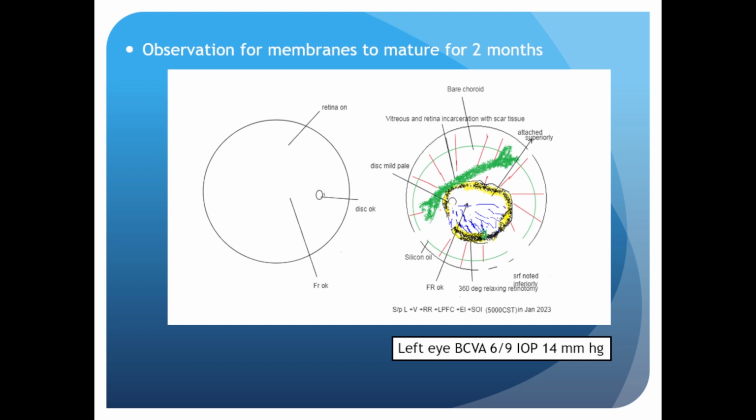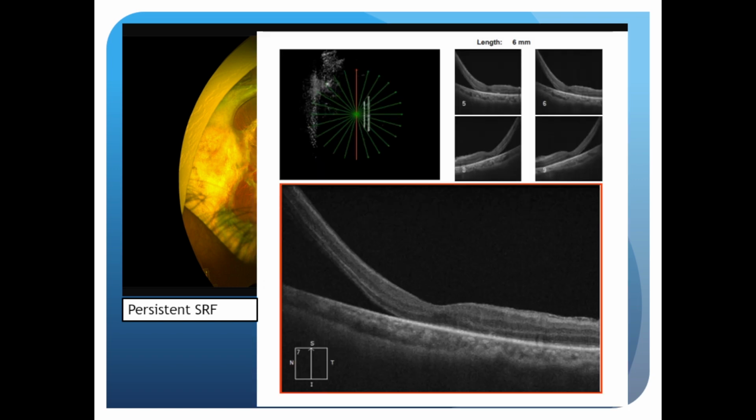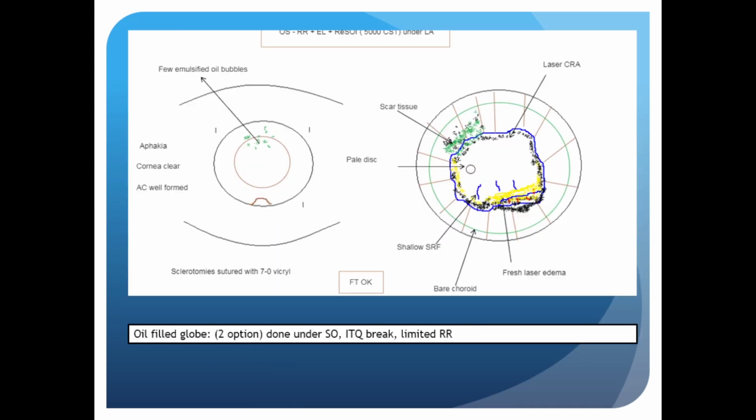Though the SRF was increased, initially it was slightly here, but slightly it has been increased, but it's not involving the fovea part. So persistent SRF was there in this particular picture, and here's the OCT of it. You can see the fovea part is still attached, and there is presence of SRF. Then we had just posted the patient for RR, limited RR, endolaser, and re-SOI.